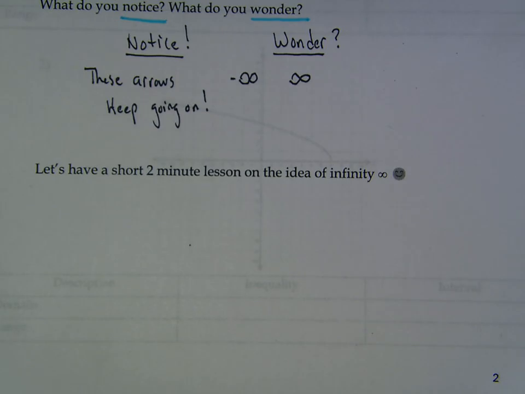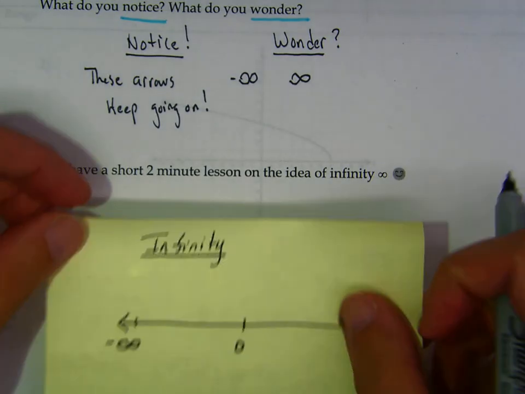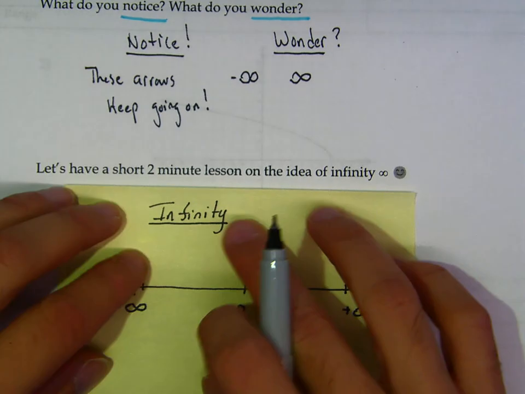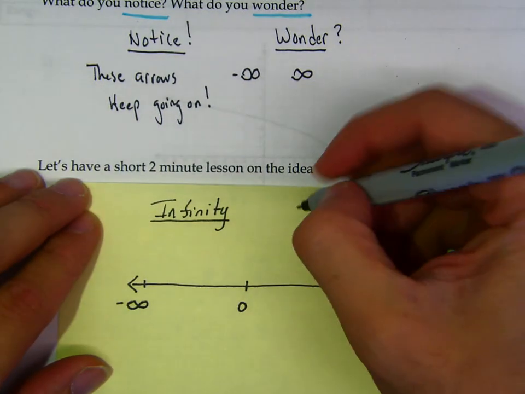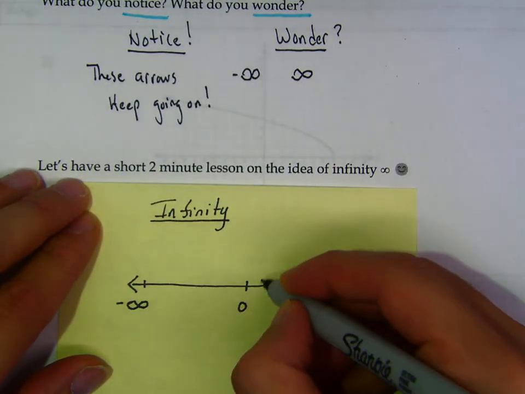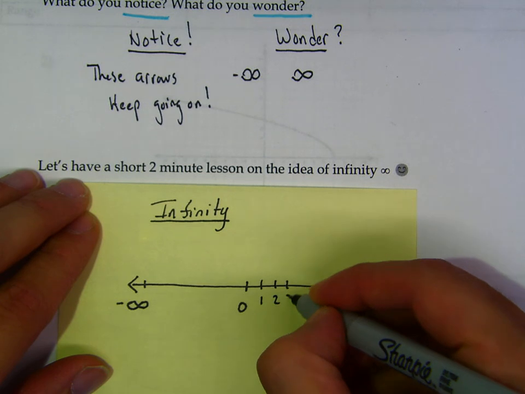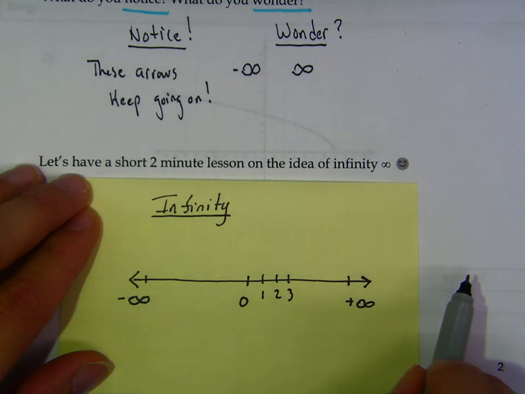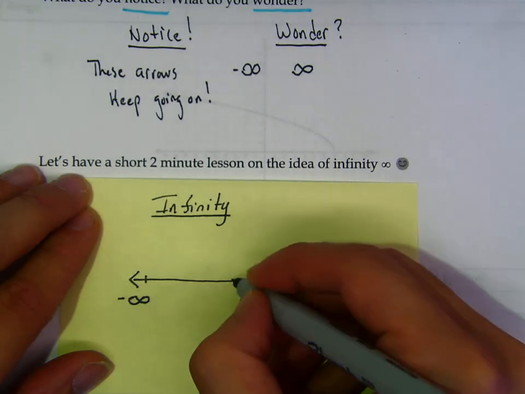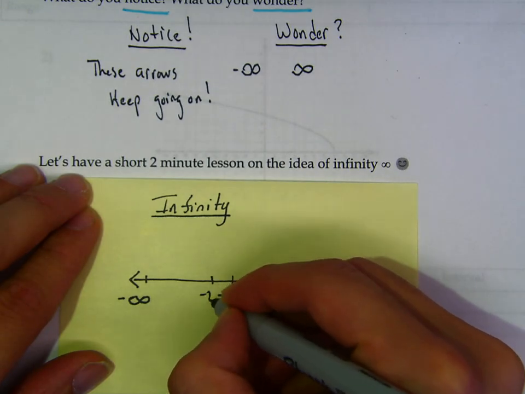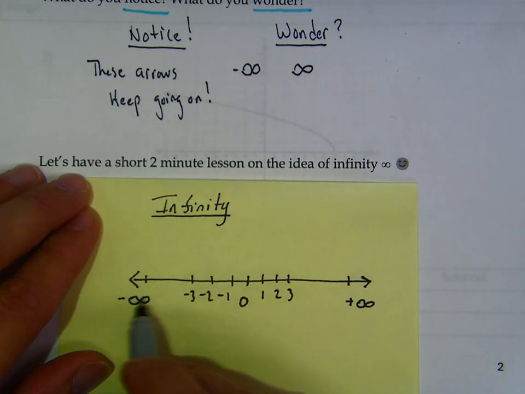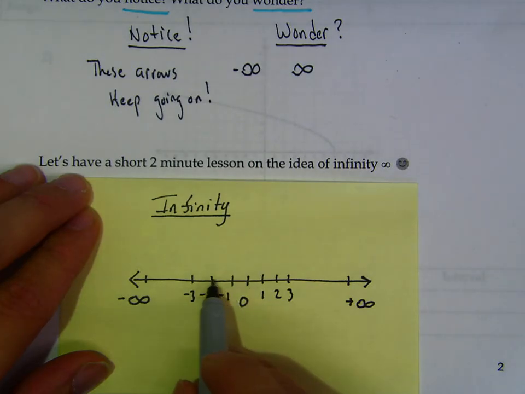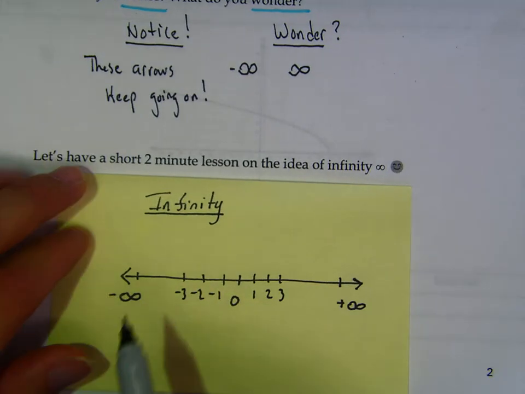So let's take a look over here. If I have the idea of infinity, it implies that if this is 0, this is 1, this is 2, this is 3, infinity just keeps going. It just keeps going to the right, right? This is positive infinity. This is -1, -2, -3. But this negative infinity implies what? I keep going to the left, right?